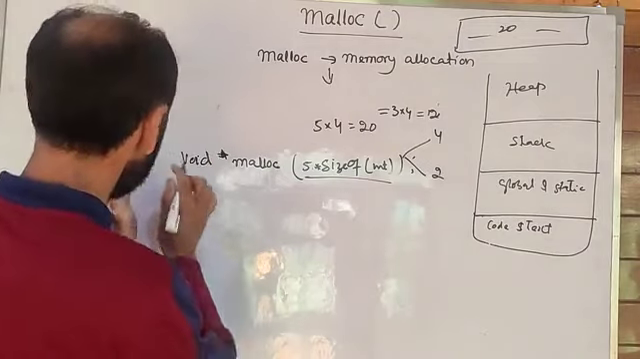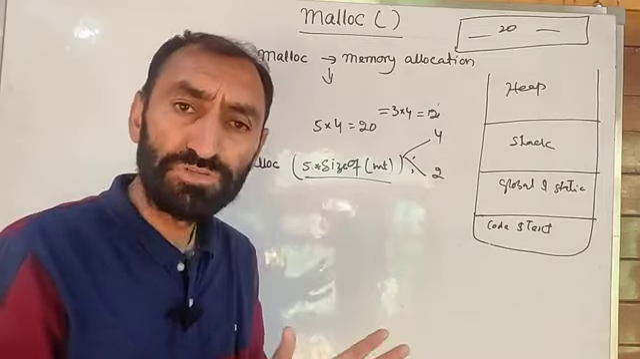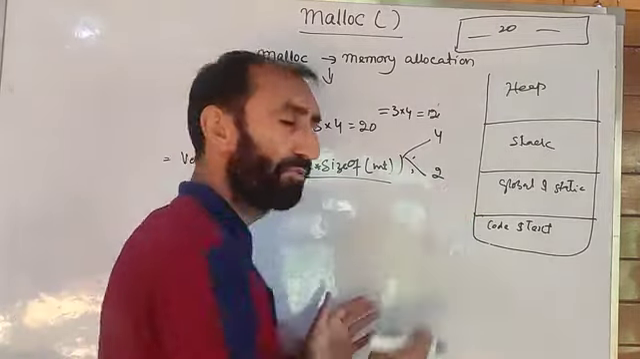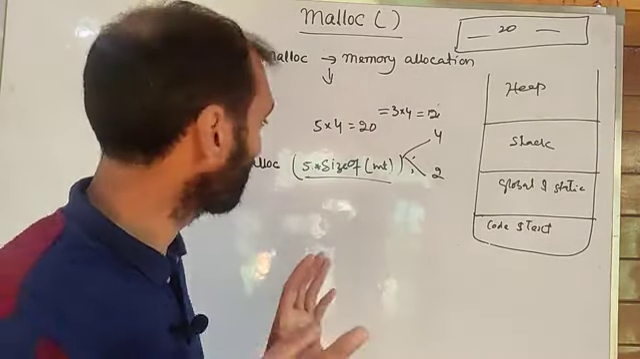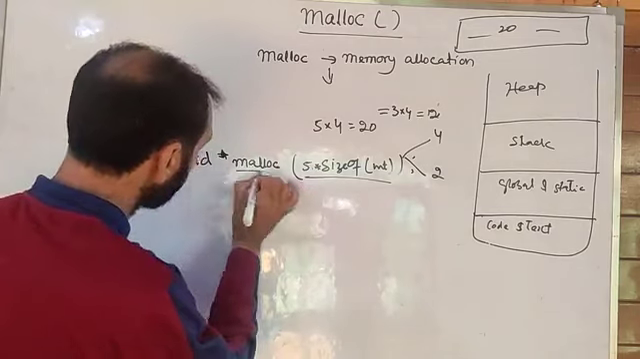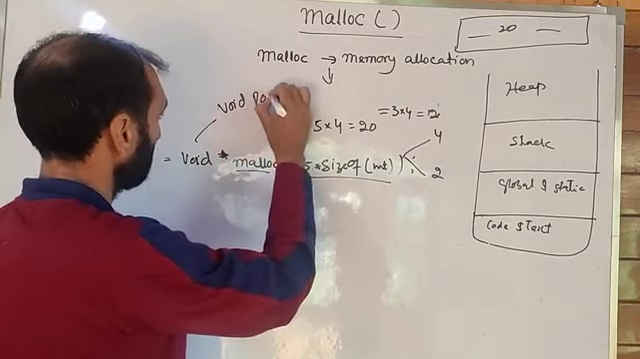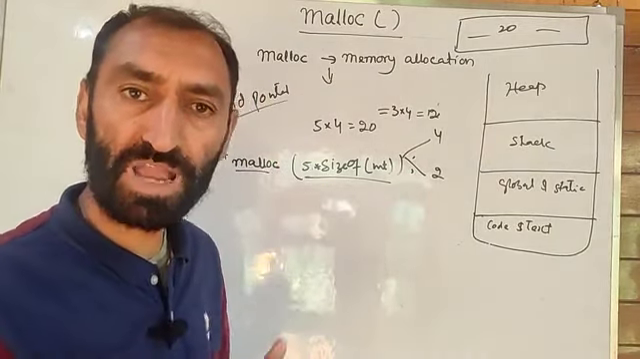And I have also told you that we use pointers in order to access the heap memory, or in order to allocate the memory dynamically, we use pointers. This malloc function returns a void pointer. Now the question is, why does it return the void pointer?